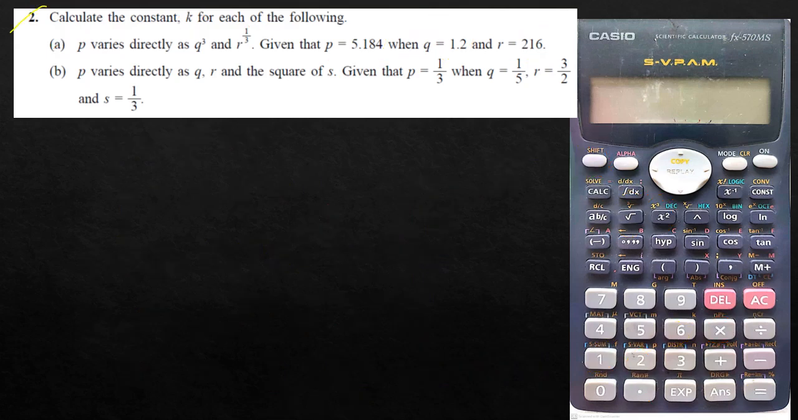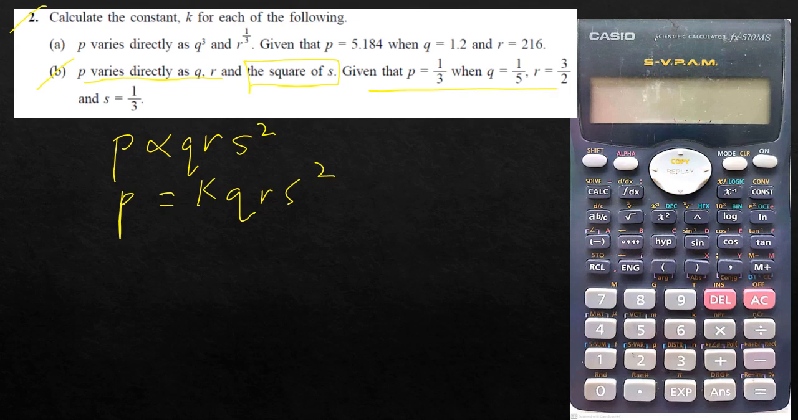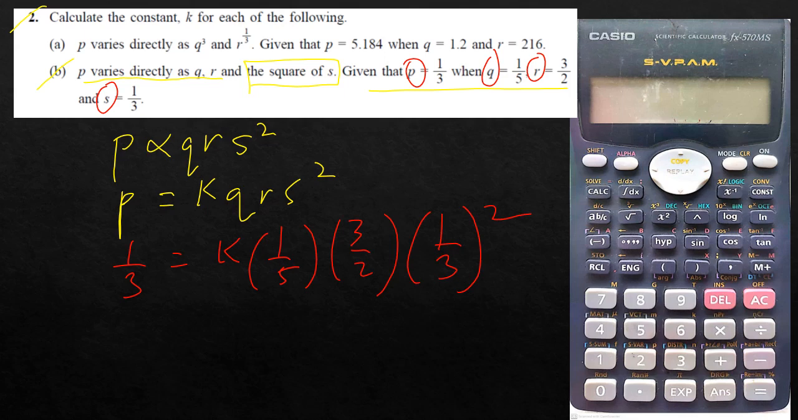So next, okay, we go to 2b. P varies directly as Q, R, and the square of S. So P equals K Q R S square. Given here all the variables given are P, Q, R, and S. So you just substitute inside the variables. So P is 1 over 3, Q is 1 over 5, your R is 3 over 2, and your S is 1 over 3 square. So how you do this? It's better you do this part first.